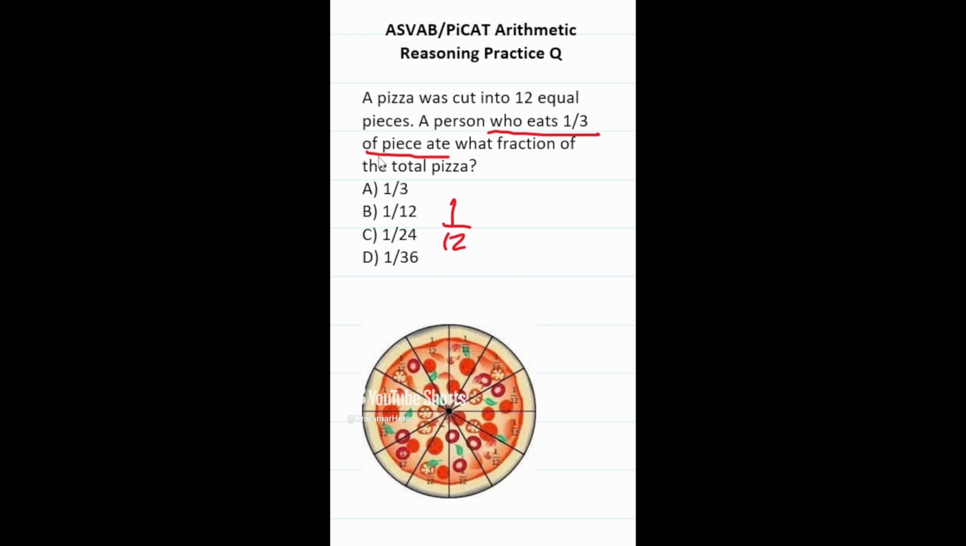1/3 of a piece, "of" in math, means multiply. So we're going to multiply 1/12 by 1/3 to get our answer. 1 times 1 is 1. 12 times 3 is 36. So someone who eats 1/3 of a piece of pizza eats D, 1/36th of the total pizza.